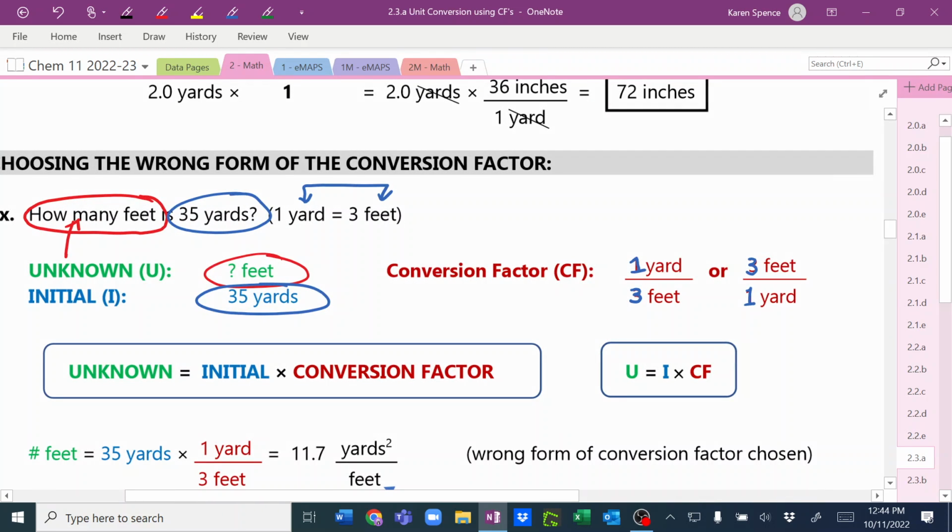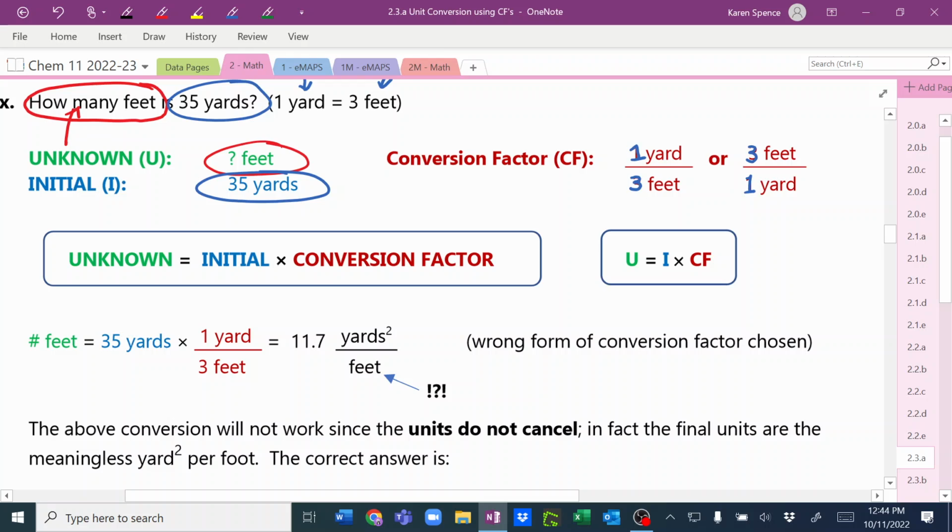We're going to set up our problem by writing down what's our unknown. Our unknown is the number of feet. Our initial quantity is the yards. And let's say that I chose this first version of the conversion factor, 1 yard over 3 feet.